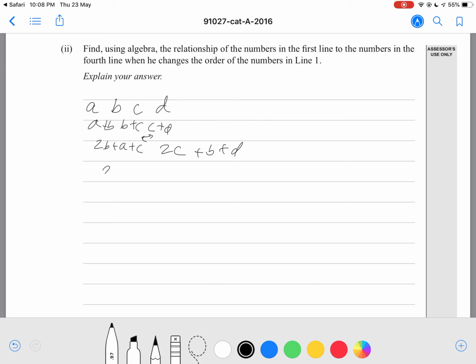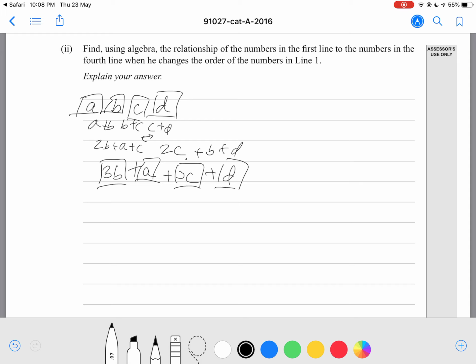And therefore you have 2B plus B, that's 3B. The A is by itself, so plus A. The C and the 2C add together, plus 3C. And the D is by itself, so plus D, okay? So therefore, you can see that the numbers on the end, the A and the D, only get counted once, so there's only one A and one D at the bottom. But the two numbers in the middle, they actually get counted 3 times, okay? It becomes 3B and 3C.